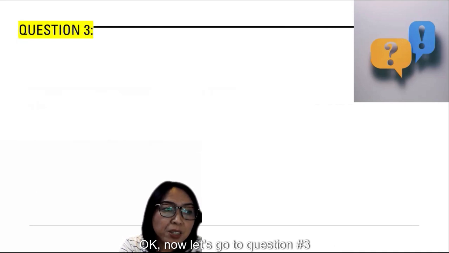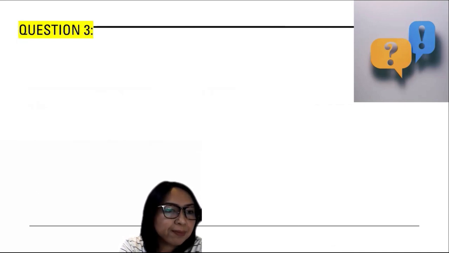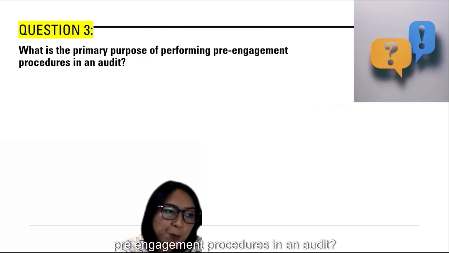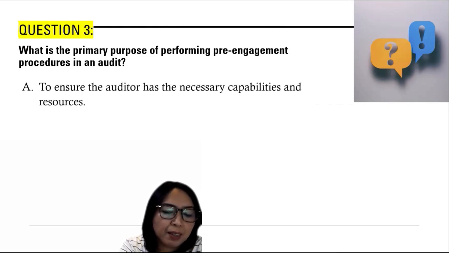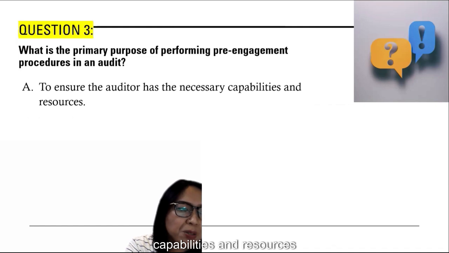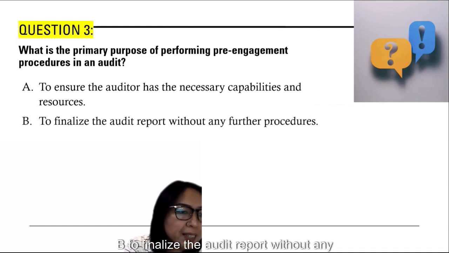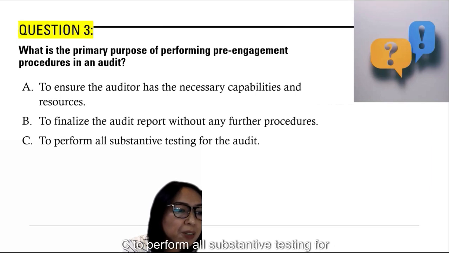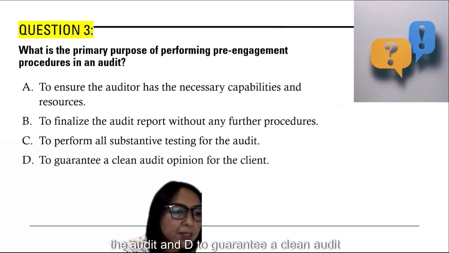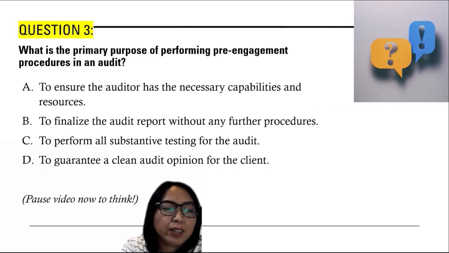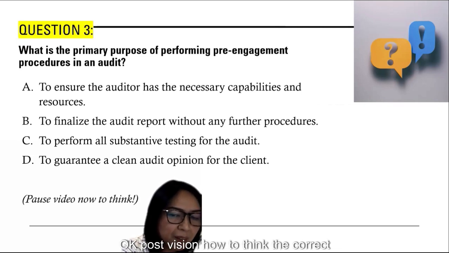Okay, now let's go to question number 3. What is the primary purpose of performing pre-engagement procedures in an audit? A. To ensure the auditor has the necessary capabilities and resources. B. To finalize the audit report without any further procedures. C. To perform all substantive testing for the audit. And D. To guarantee a clean audit opinion for the client. Okay, pause video now to think.